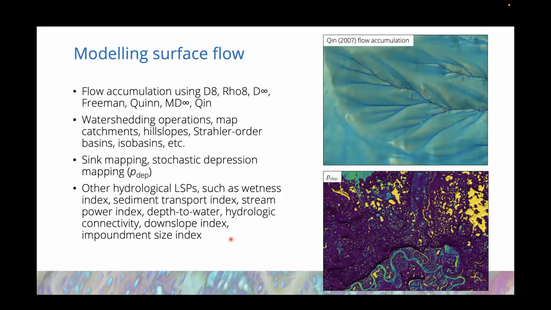Surface flow. So in terms of modeling surface flow or hydrological applications, WhiteboxTools has fairly extensive capabilities here. There are a number of commonly used flow accumulation algorithms, including obviously things like D8 and Rho8, but also more sophisticated things like D infinity and MD infinity, or multi-direction D infinity, integrated into WhiteboxTools, allowing people to see alternative ways of dealing with things like flow accumulation. And because of the open-source code, you can look at how it's actually implemented. Of course, there are watersheding capabilities, things like mapping catchments and hillslopes, Strahler order basins, isobasins or equal-sized basins, all of those types of things that you would expect.